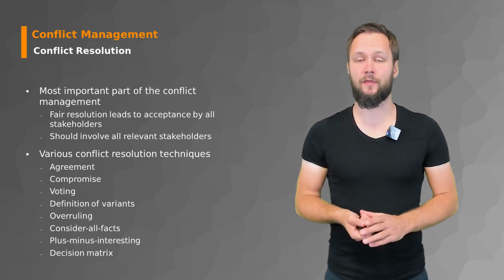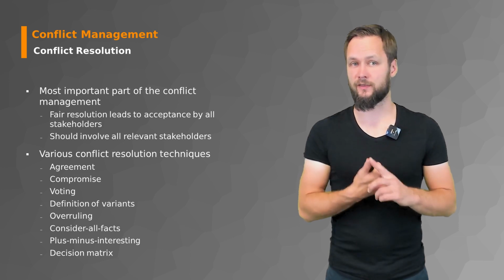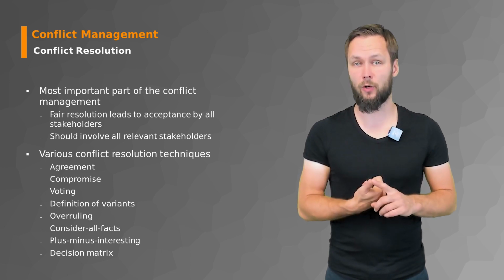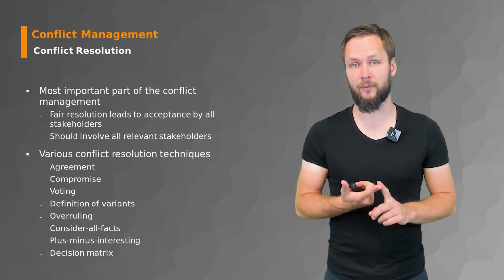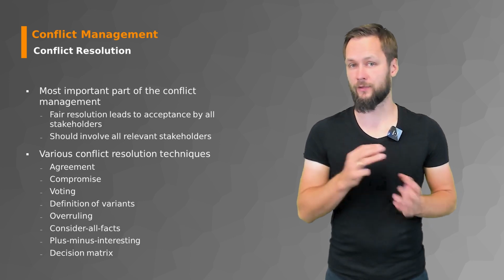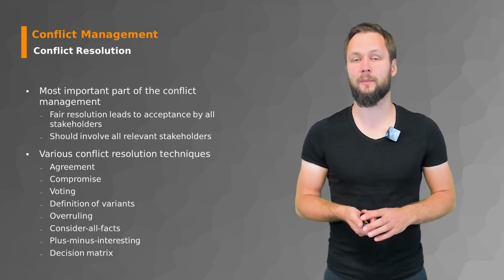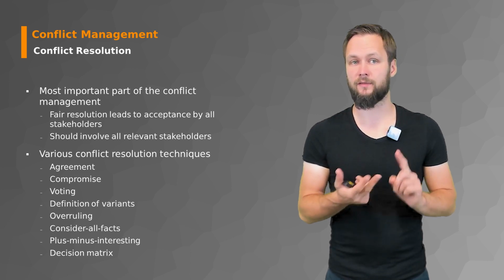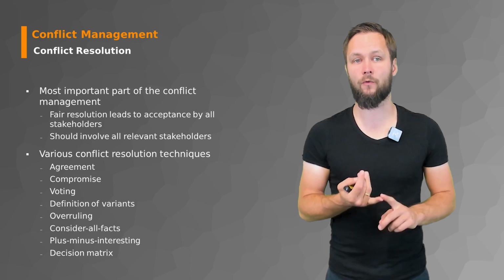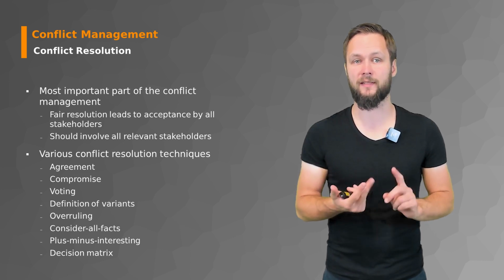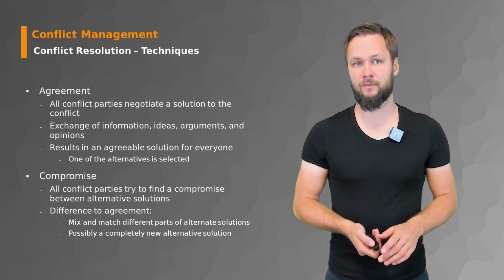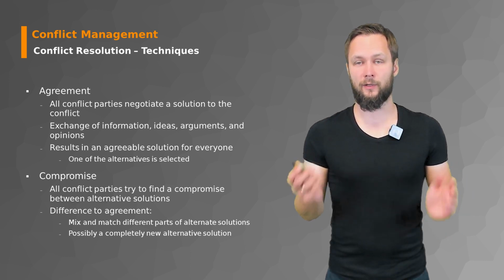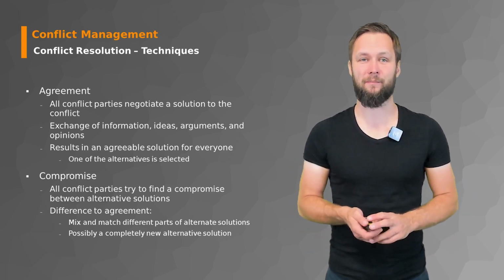There are definitely other techniques as well, but those that we are listing here are among the most common and those that we think could be very helpful for you when you find yourself in the position of being a requirements engineer. So first we're going to talk about agreements, then compromise, then voting, definition of variance, overruling, consider all facts, plus minus, and decision matrices. So let's get started. Agreement, probably among the most common and simplest approaches.